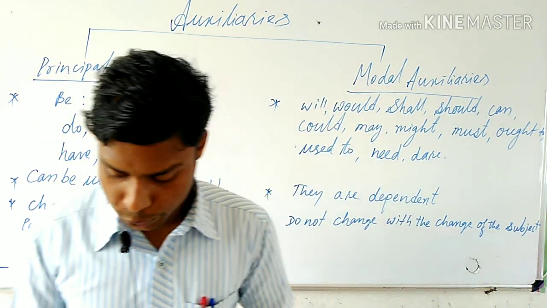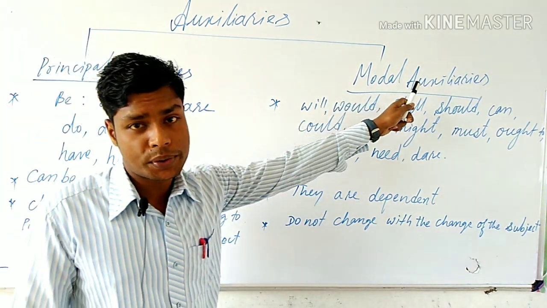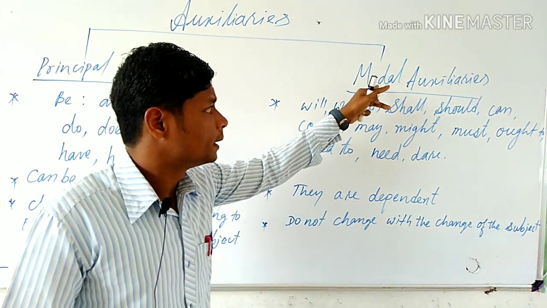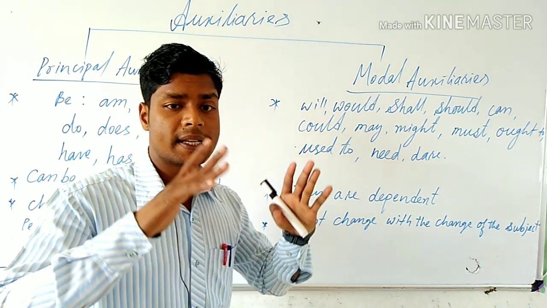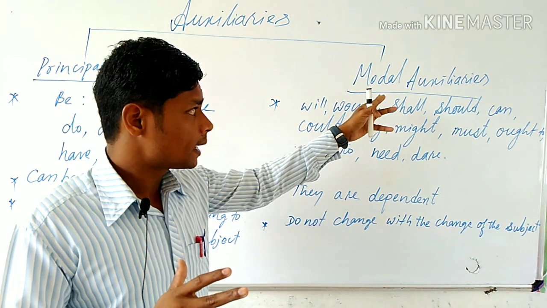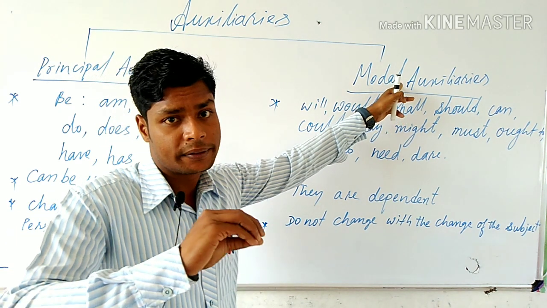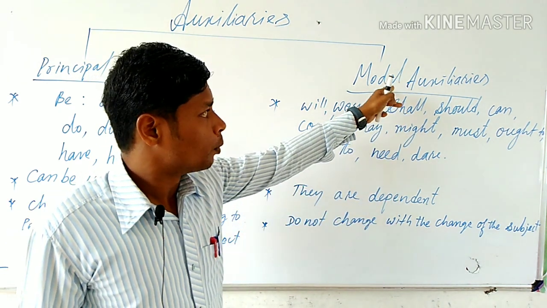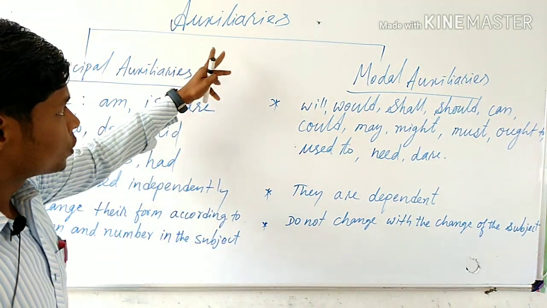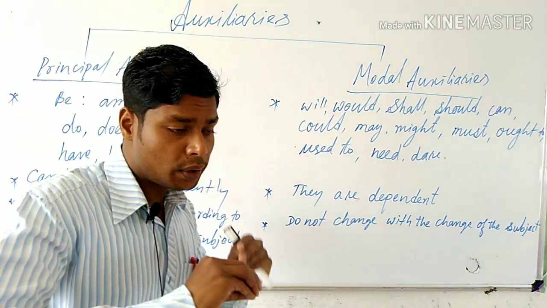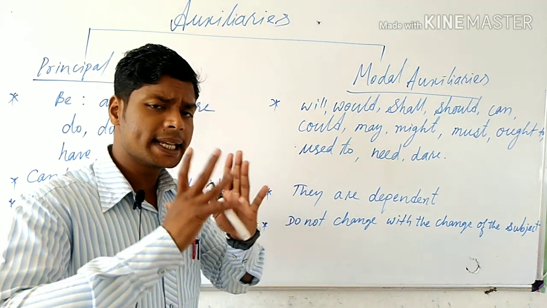Now let us turn to modal auxiliaries. What are modal auxiliaries? They are used in the sentence as a helping verb of a verb. Modal auxiliaries are also called helping verbs. Also auxiliaries are used, what is that? In order to find out the tense in a sentence.